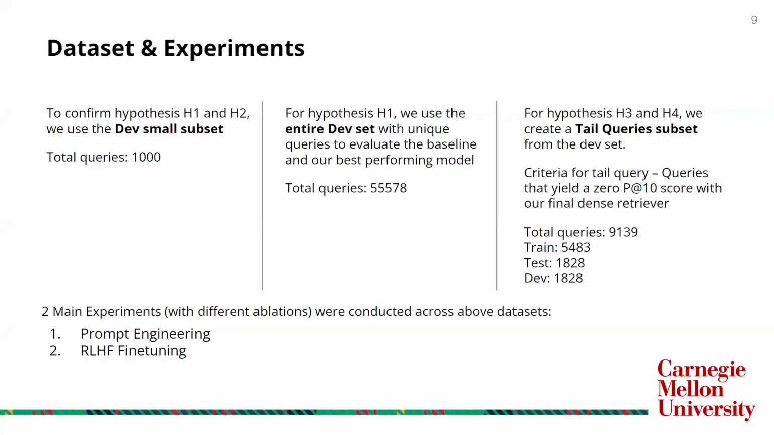For the third and the final set of experiments, we actually create our own subset of the MS Marco dev set. So we call this the tail query subset. The idea was that we try to identify queries that would require rewriting. And since we don't have any such data set available for MS Marco publicly, we create this by filtering out queries that require rewriting explicitly. So for this, our criteria was that any query which yields a 0 precision at 10 score using our final dense retriever would be included in the tail query subset. And so all of these data sets were used in the experiments that were run to prove both our proposed methodologies of prompt engineering and RLHF fine tuning.